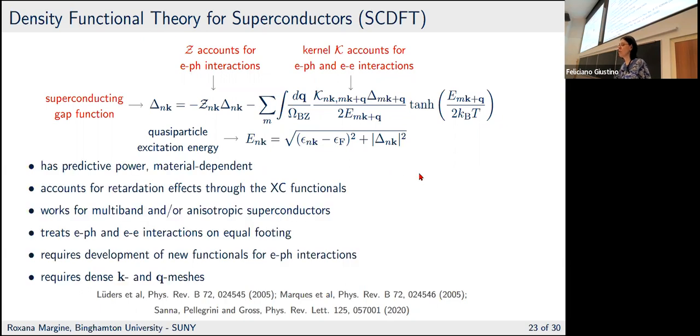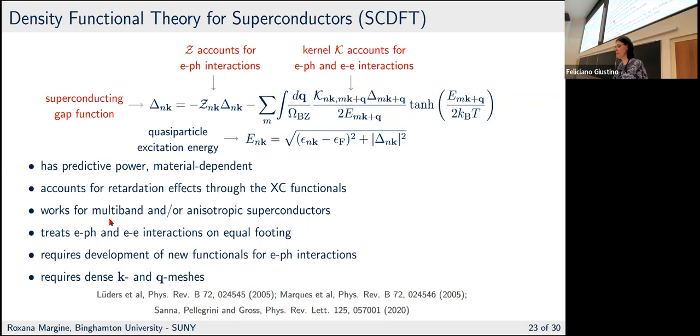A big advantage of this superconducting DFT is that it treats both the electron-electron and the electron-phonon interaction on an equal footing. So there is no μ* approximation in SCDFT.